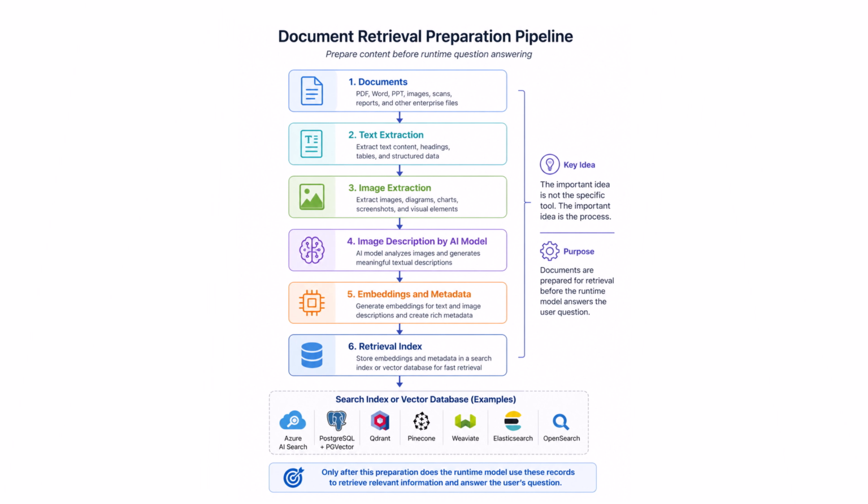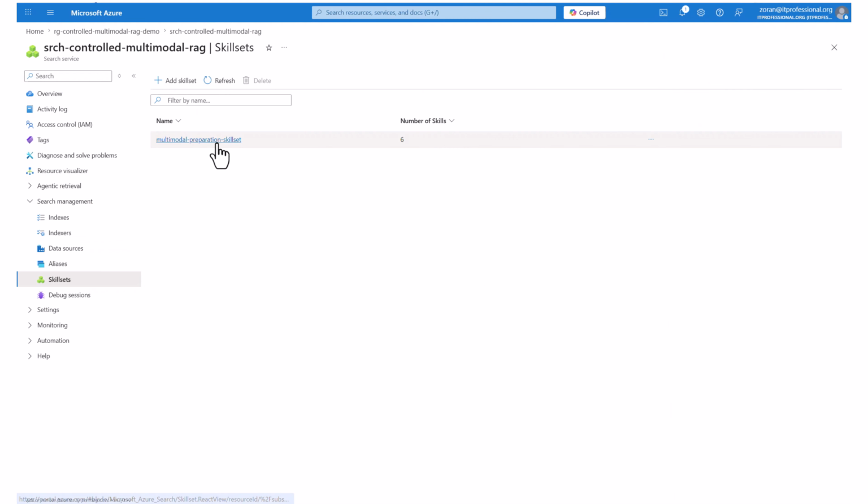The important idea is not the specific tool. The important idea is the process. Documents must first be prepared for retrieval. Text is extracted. Images are extracted. Images are described by an AI model. Embeddings and metadata are stored in a retrieval index. Only after that does the runtime model use those prepared records to answer a user question.